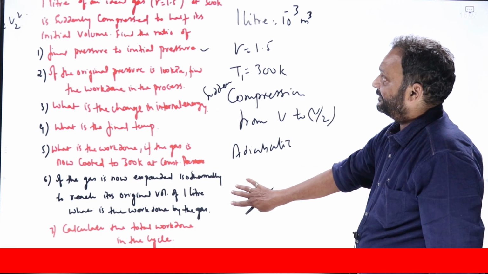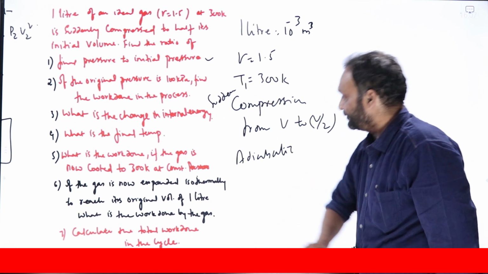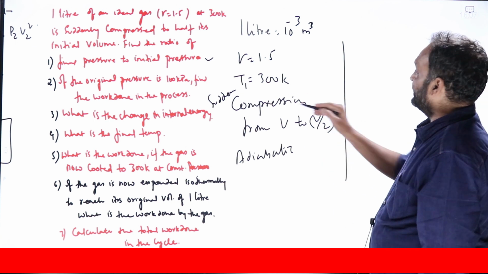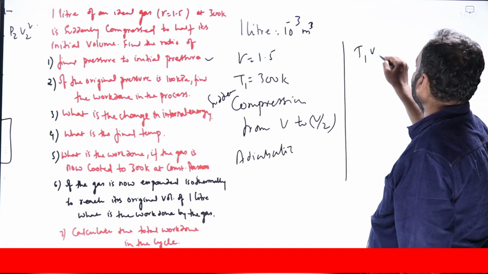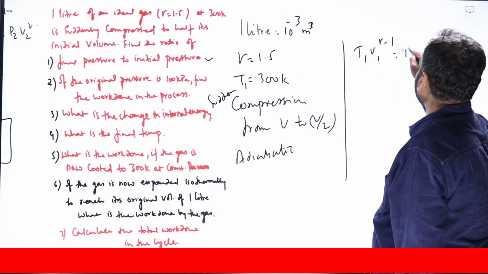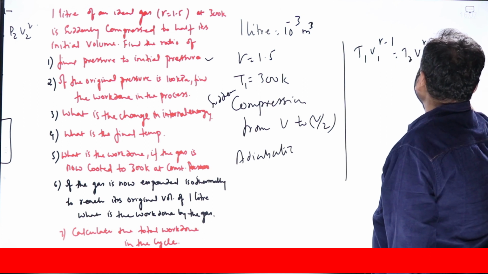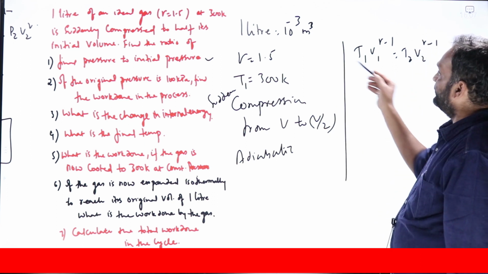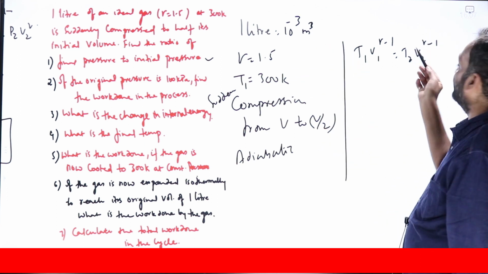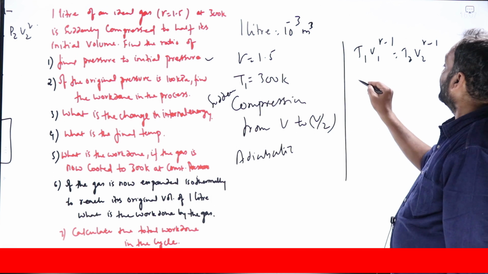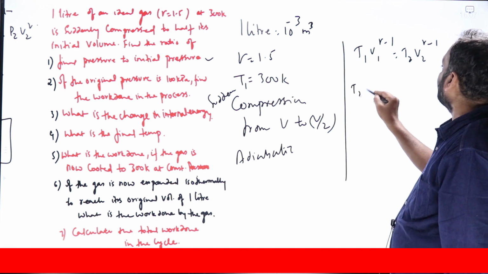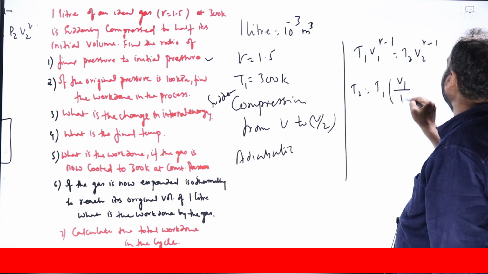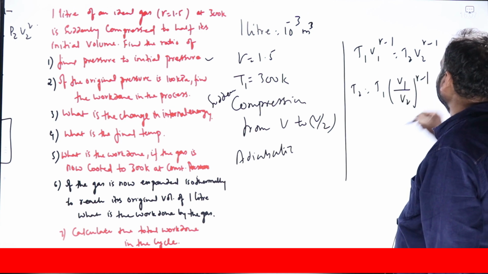The problem itself is taking the entire board. So the relation, since I want to find the final temperature, is T1 V1 to the power gamma minus 1 equals T2 V2 to the power gamma minus 1. I know the initial volume is V, final volume is V by 2, initial temperature is 300 Kelvin. We want to find final temperature T2. So T2 equals T1 into V1 by V2 to the power gamma minus 1.